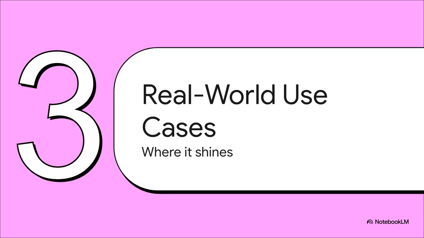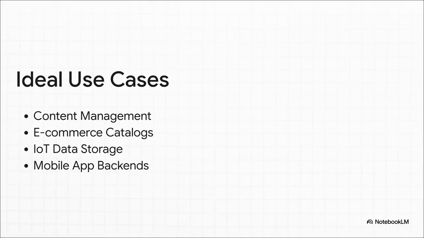Section 3: Real-world use cases. So with all this schema flexibility and deep indexing, where does this architecture actually shine? Who's using this in the real world? Because it supports such rich data models, it's become the go-to backbone for a few specific fields.